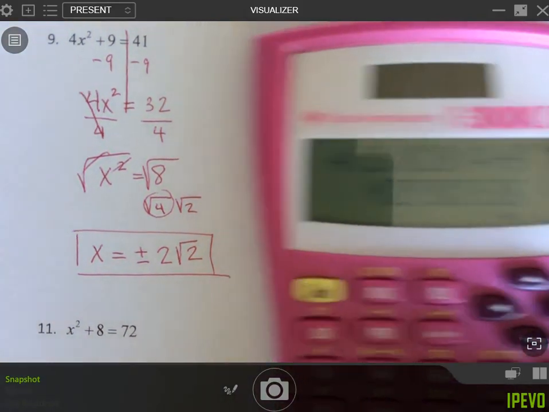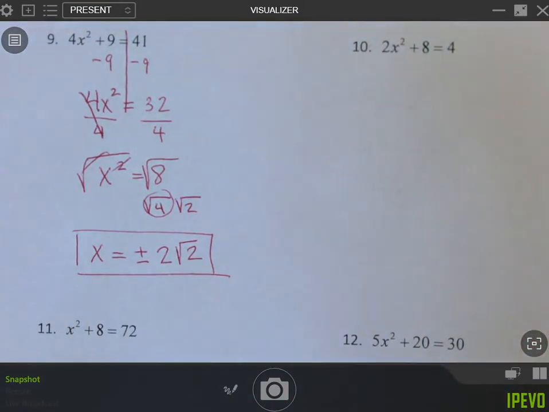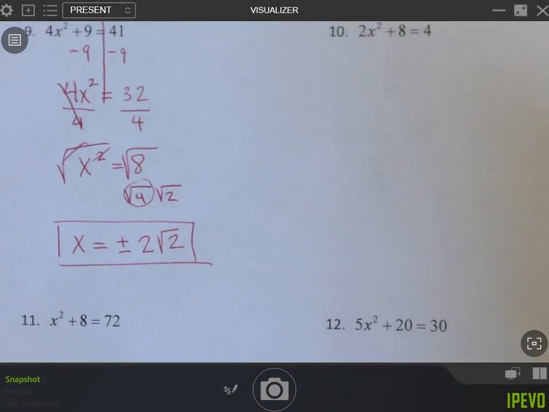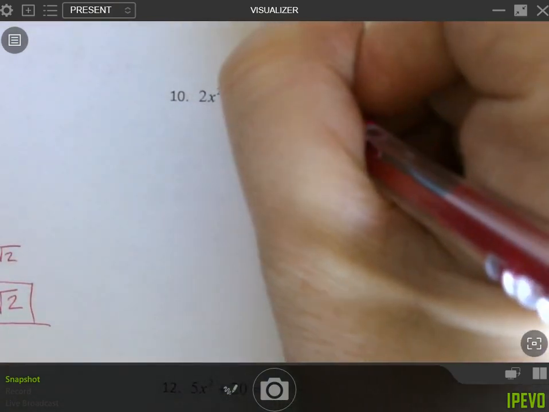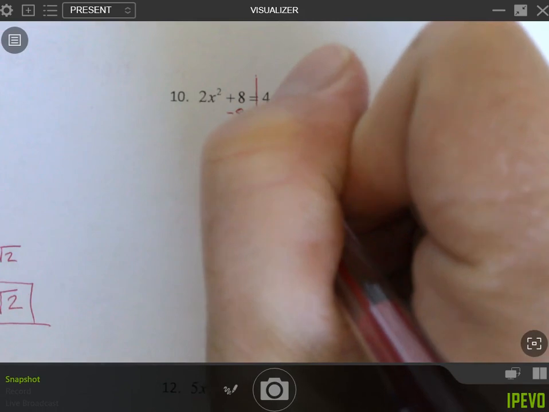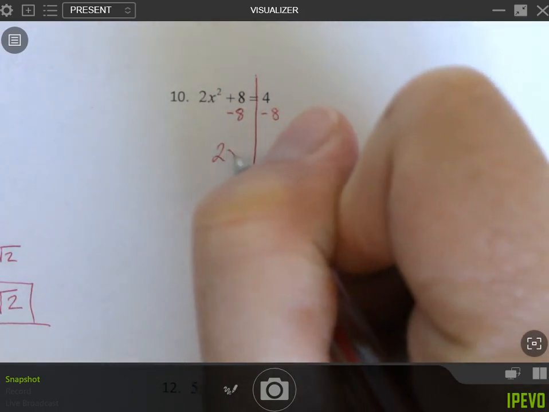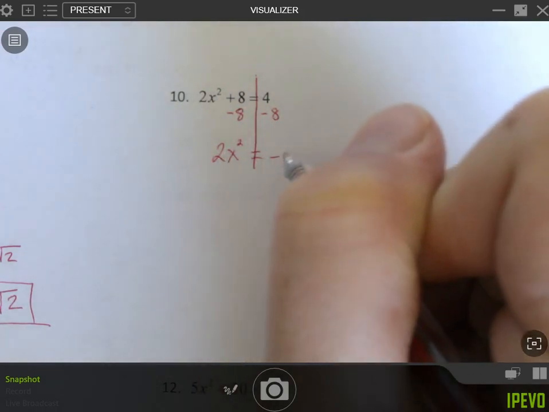Okay. Can we do another one? Does anybody have a specific one they would like to do? I would like 10. Okay. So let's look at number 10. Because when I go to subtract 8, I've got 2x squared equals negative 4.